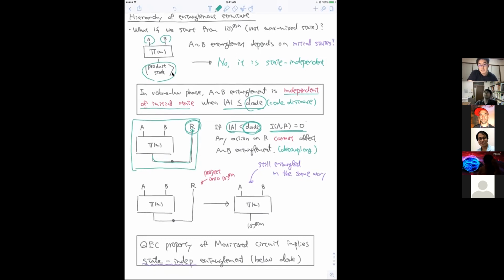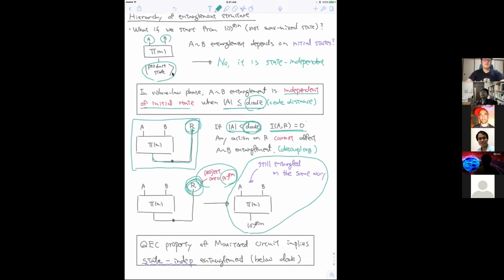Then if this is the case, you can just project this reference into the 0 state. Then you will get the situation with the product state as an initial state. But since R cannot influence anything about the AB entanglement, the way A and B are entangled remains the same, even if you project the reference into a product state. By saying they are entangled in the same way, I mean that the same distillation protocol can be used and you can always see the EPR pair. So they are entangled in an identical manner. This means that the quantum error correction property of the monitored circuit implies that the entanglement arising in the system is mostly state independent. It doesn't care if it's entangled with the reference or it's coming from a certain initial state.